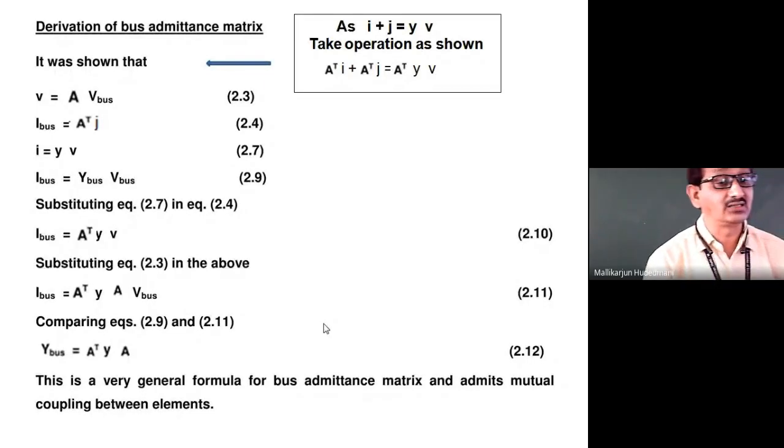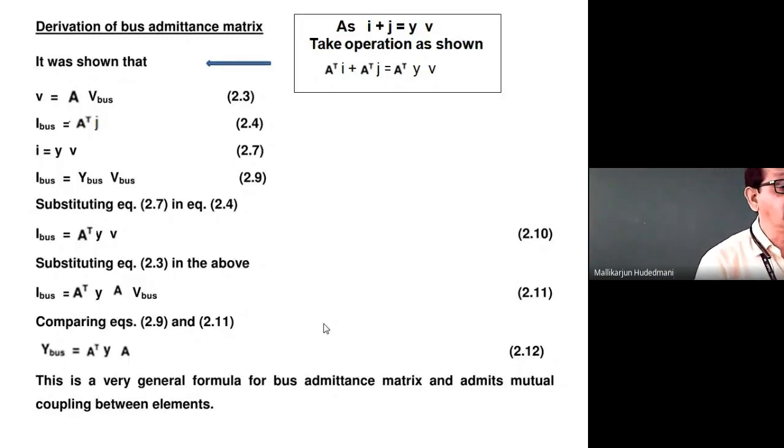So therefore, at the LHS side, I have Y bus, and at the RHS side, I have a particular power system, the A matrix and A transpose of which, and the primitive admittance matrix of which.